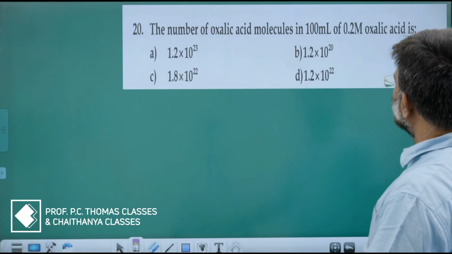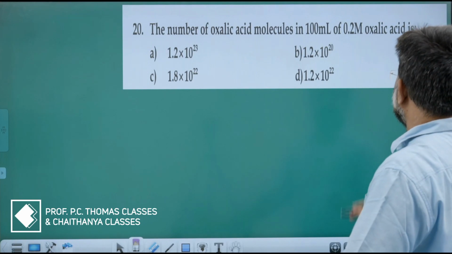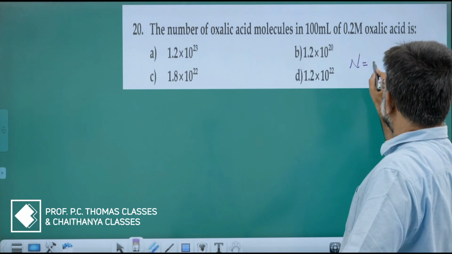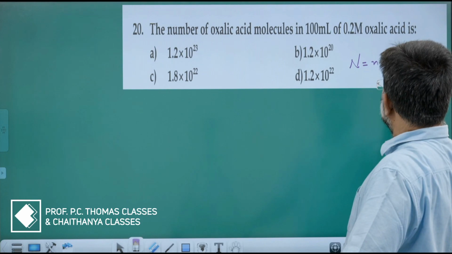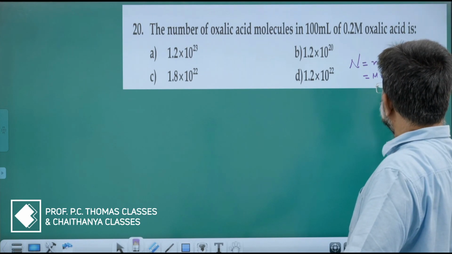Number of oxalic acid molecules in 100 ml of 0.2 molar oxalic acid. Number of molecules is equal to number of moles into Avogadro constant. What is the number of moles? Molarity into volume in liter into Avogadro constant.